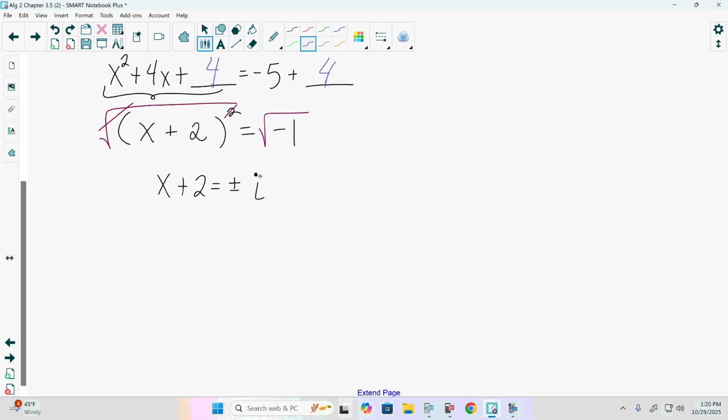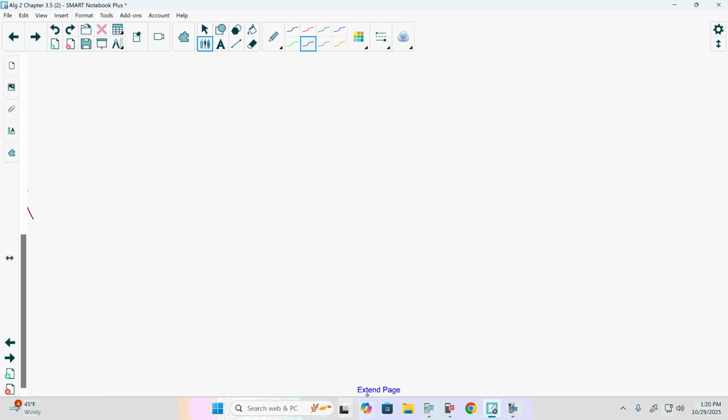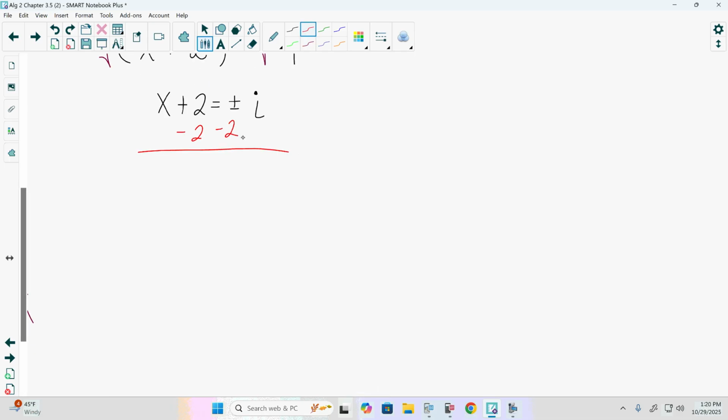Yes, by definition, the square root of negative 1 is i. We could do it the same way we've done all the negatives up to this point. The negative would come out as i, leaving us with the square root of 1. Square root of 1 is 1, so 1i, or just i. Last step, we need to get x by itself, so we're going to subtract 2 from both sides, telling us x is equal to negative 2 plus or minus i.